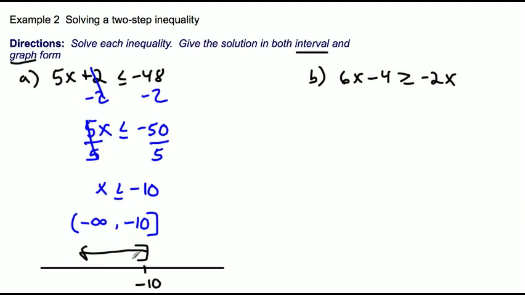So this graph right here has to match this interval notation. Negative infinity is represented by this arrow pointing to the left, and this bracket right here is represented by that negative 10 right there.